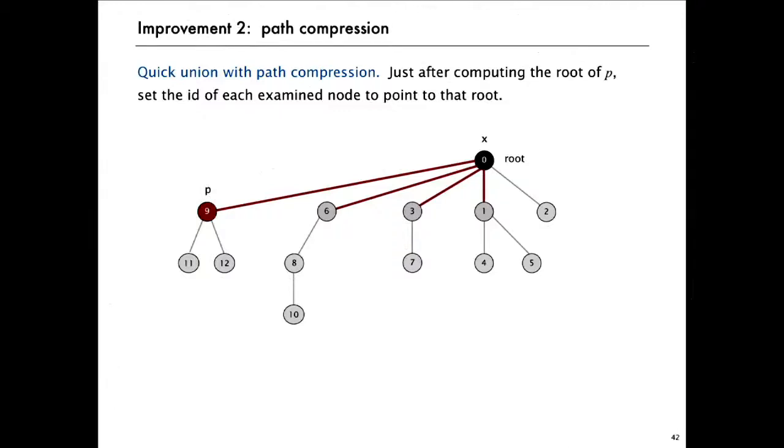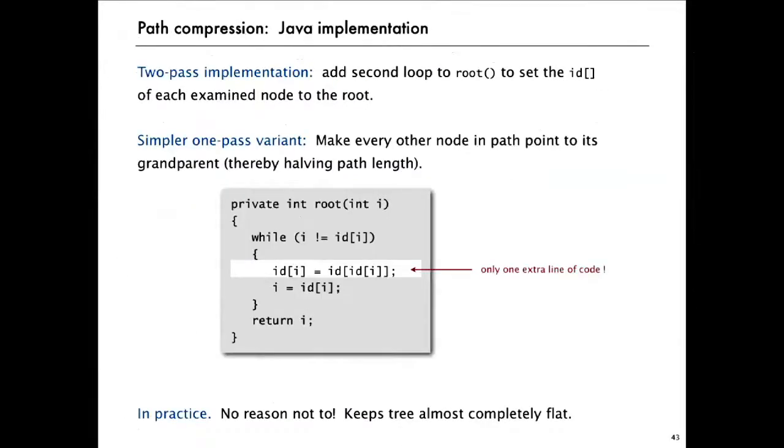That's going to be a constant extra cost. We went up the path once to find the root. Now we'll go up again to just flatten the tree out. And there would be no reason not to do that. We had one line of code to flatten the tree, amazingly.